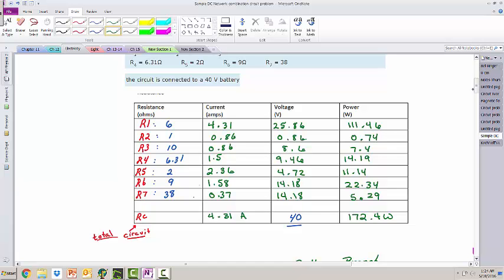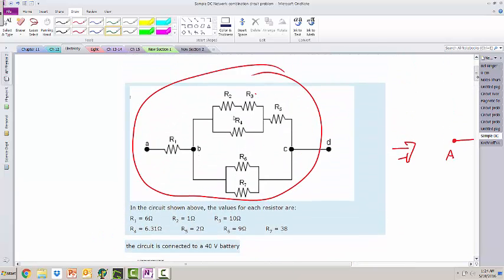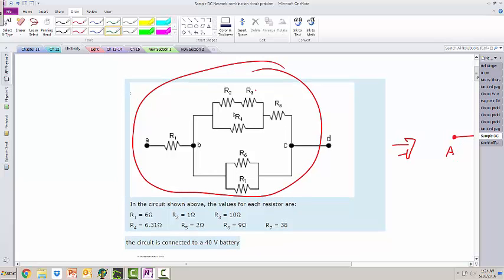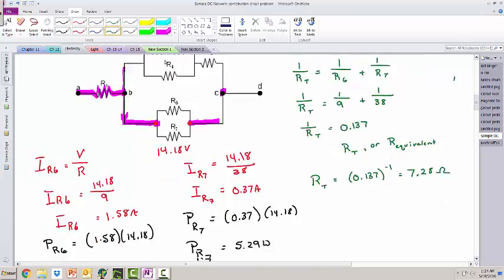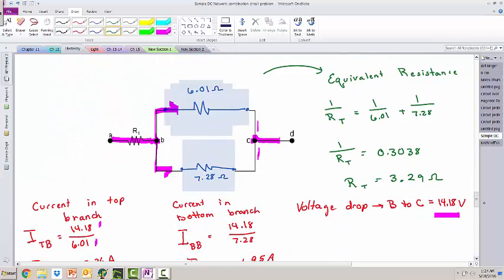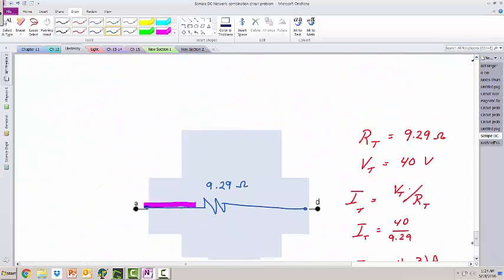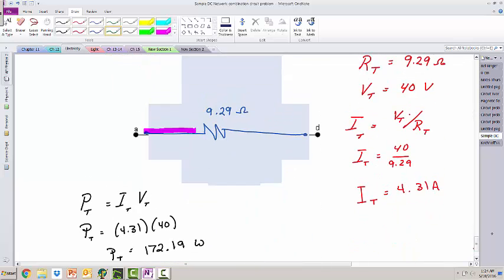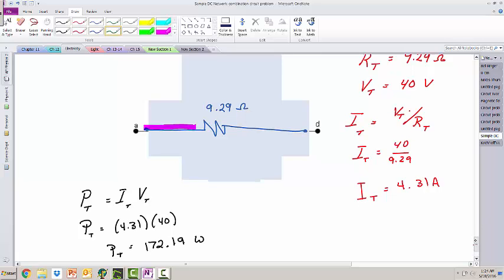So, in retrospect again, what did we do? First, we took this very complex combination circuit and reduced it to its simplest total or equivalent resistance. So I went step by step and simplified the diagram and simplified the diagram and simplified it, and finally got to its simple thing where it was only one resistor. Once I found the equivalent resistance, I found the circuit current and the circuit power using Ohm's law and the power law. And then I went backwards.